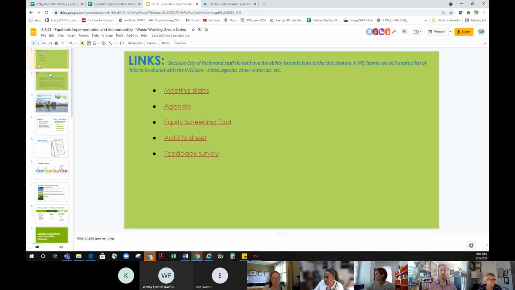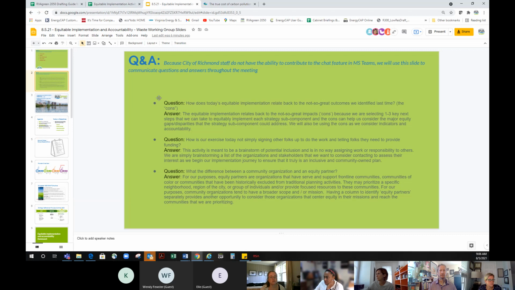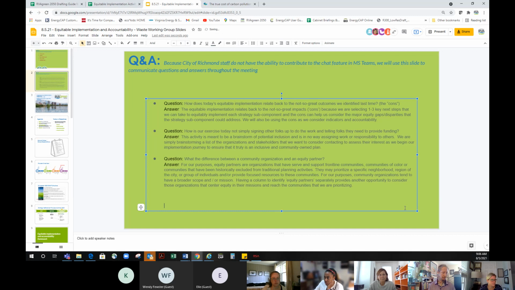And the second slide for Q&A is really, you guys feel free to put extra stuff in here. It's editable, so you can use it however you think is helpful. At the end of the last round of meetings, we had some questions from the other working groups. One question was, how does today's equitable implementation relate back to the not so great outcomes we identified last time?